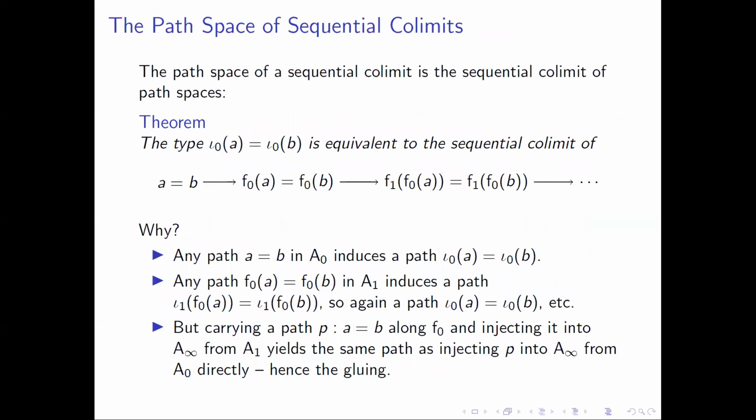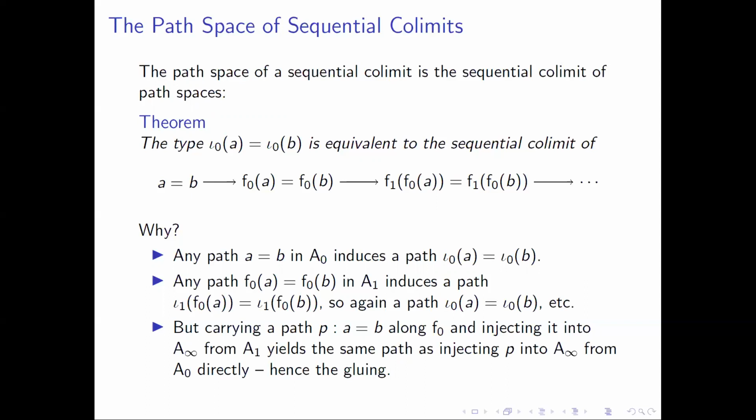So, the general answer is that this theorem can be used to give very short proofs of a number of corollaries, which we will see later. And we will go over probably the most important one of them, which is characterizing the path space of sequential colimits. So unsurprisingly, the path space of a sequential colimit is the sequential colimit of path spaces.